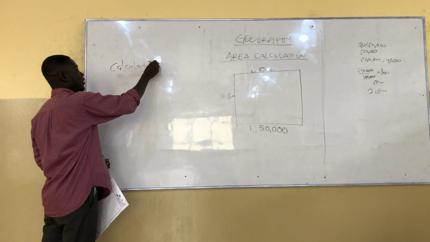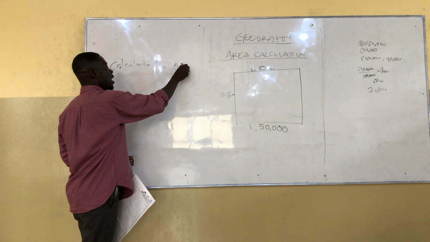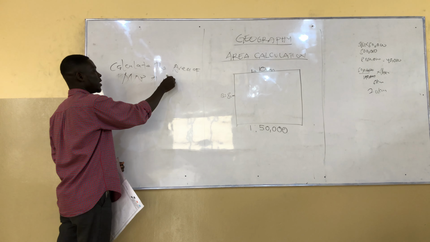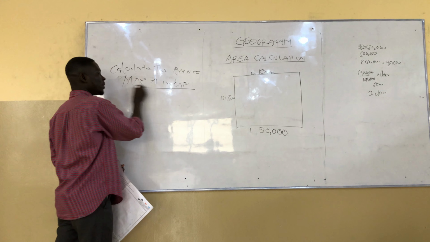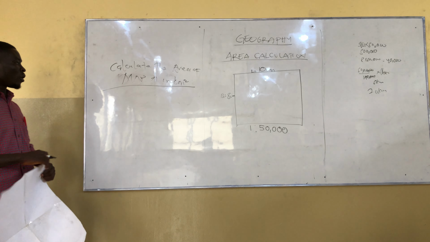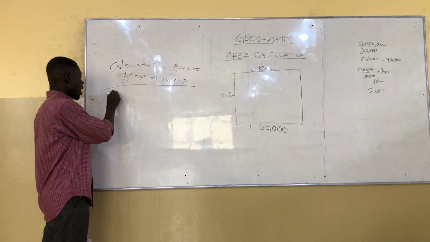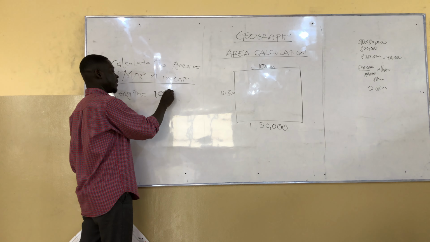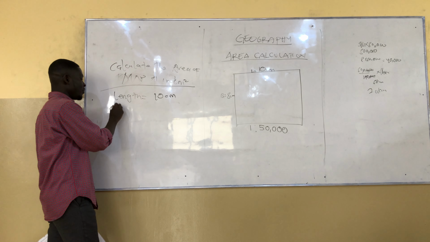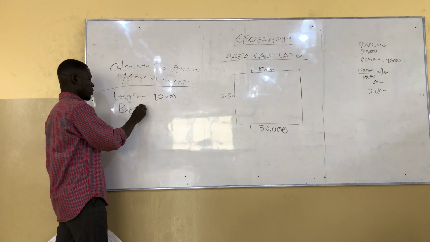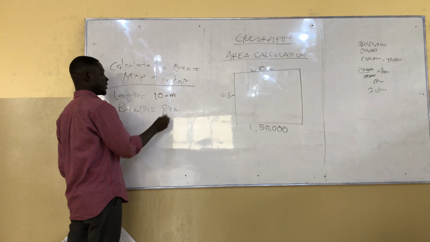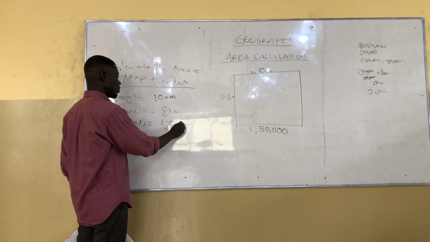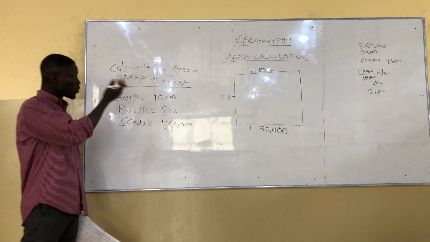So this is the question. Calculate the area of map A in kilometers squared. First of all, you need to know your length. So our length over here is 10 centimeters. The breadth is 8 centimeters. The scale of the map is 1:50,000.